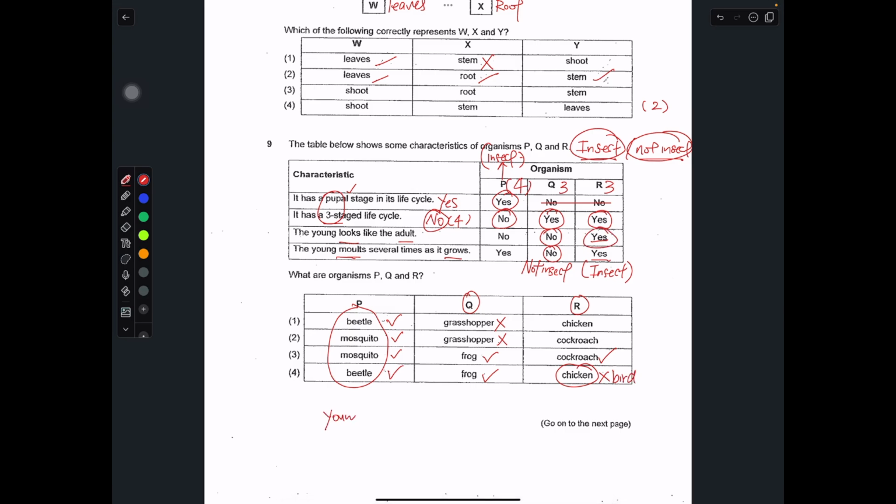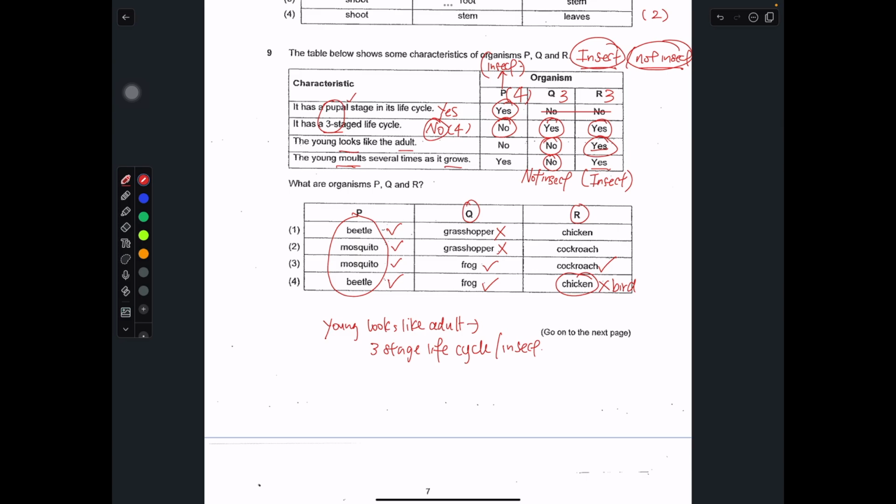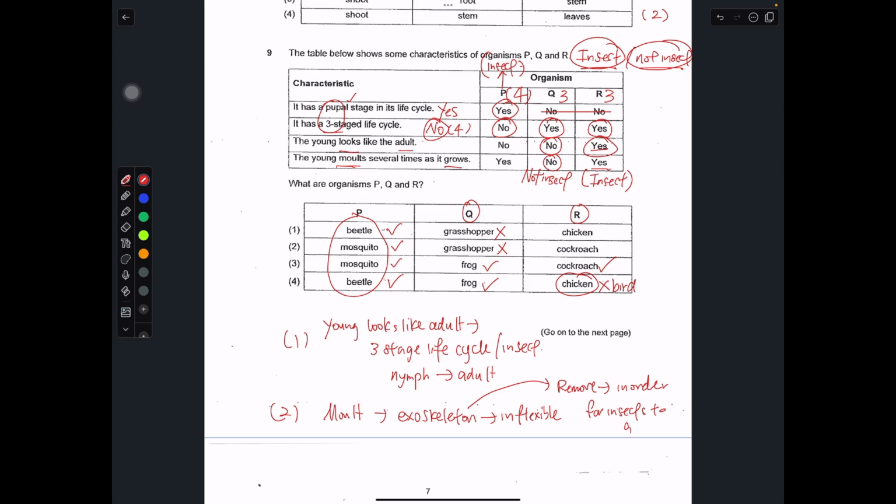So whenever you see this, the young look like adult, it's trying to tell you that it's a 3-stage life cycle, and the organism is an insect, because it's trying to tell you that it has a nymph stage. Nymph will look like adult. That's number 1. Number 2, when it molts, it's trying to tell you that this thing has, or at least the outer covering has, an exoskeleton. Because exoskeletons are inflexible, and as the insect grows larger, it needs to be removed in order for the insect to grow. That's why they molt. Okay? So all these clues actually tell you that R is an insect. So the answer over here is number 3.